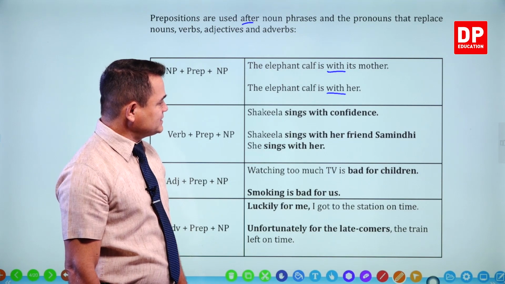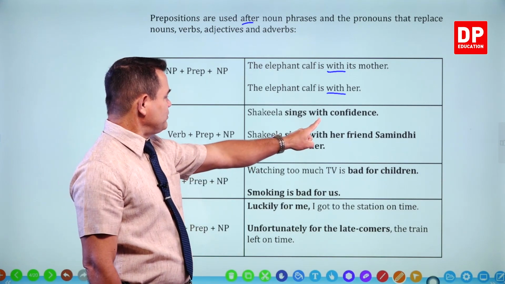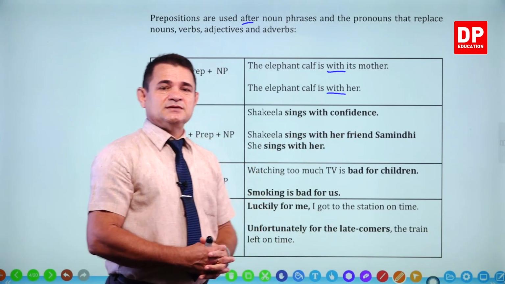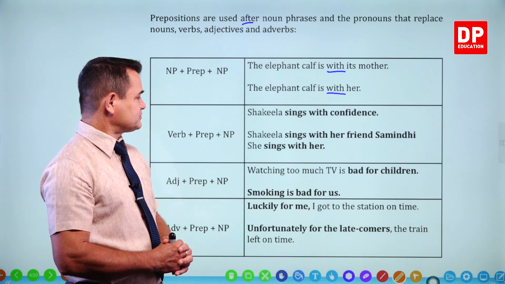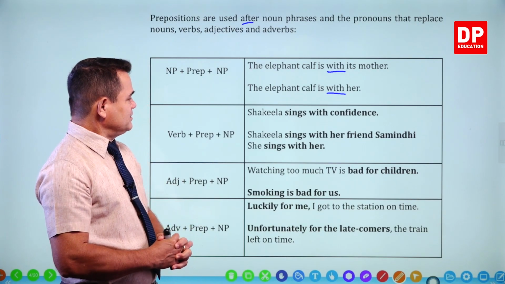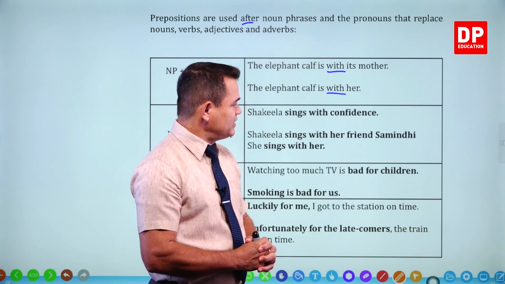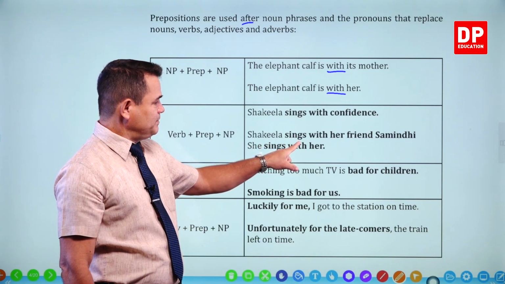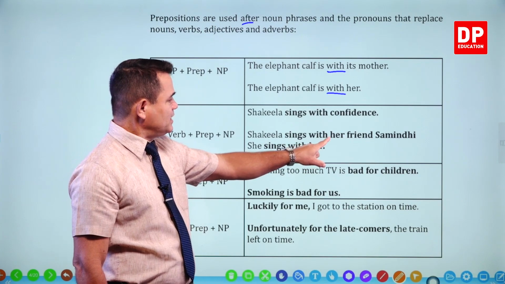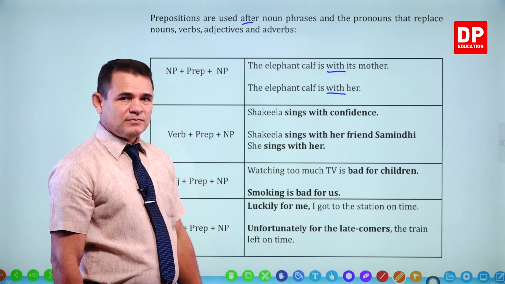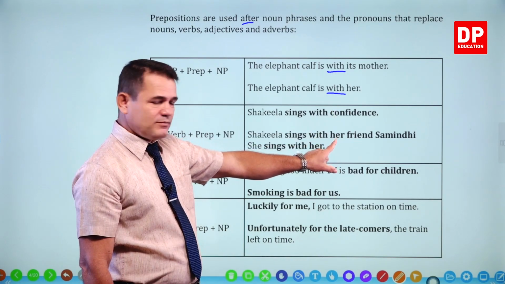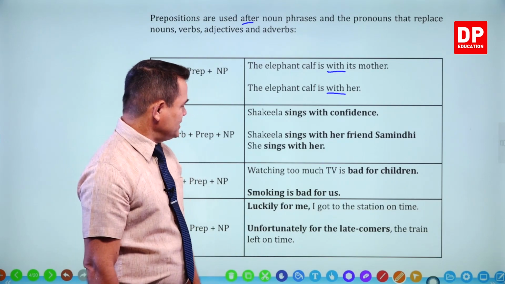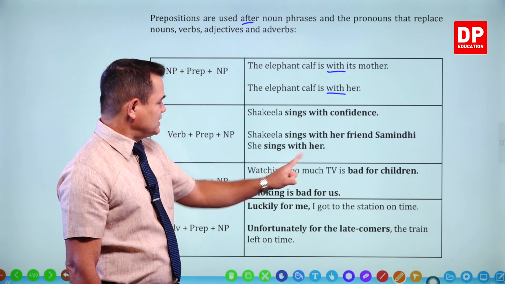Sakila sings. Sings is the verb, preposition with, and noun phrase, confidence. Confidence. That is ආත්ම විශ්වාසයෙන් ගීත ගායනා කරනවා. And Shakila sings with her friend Samadhi. Shakila sings is the verb, with preposition, her the pronoun. Make a noun phrase, make a pronoun. With her friend Samindhi. Next one, she sings with her.